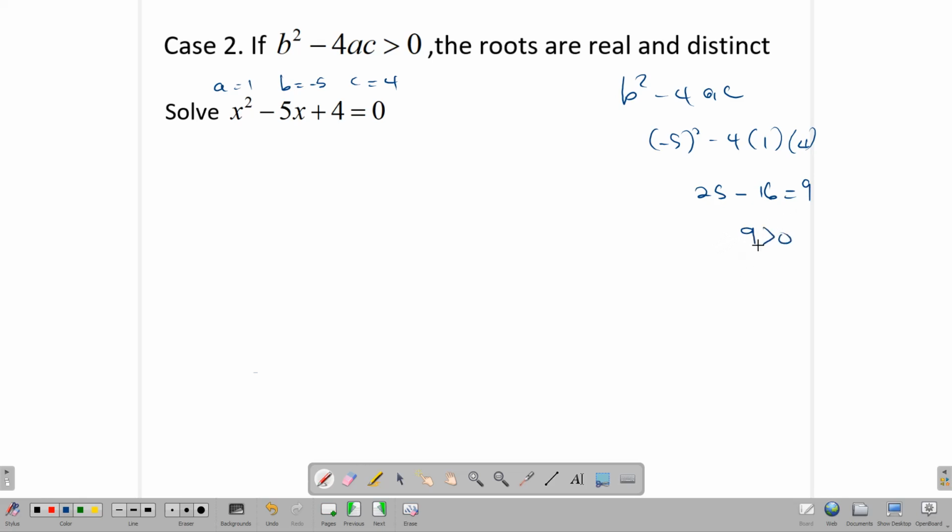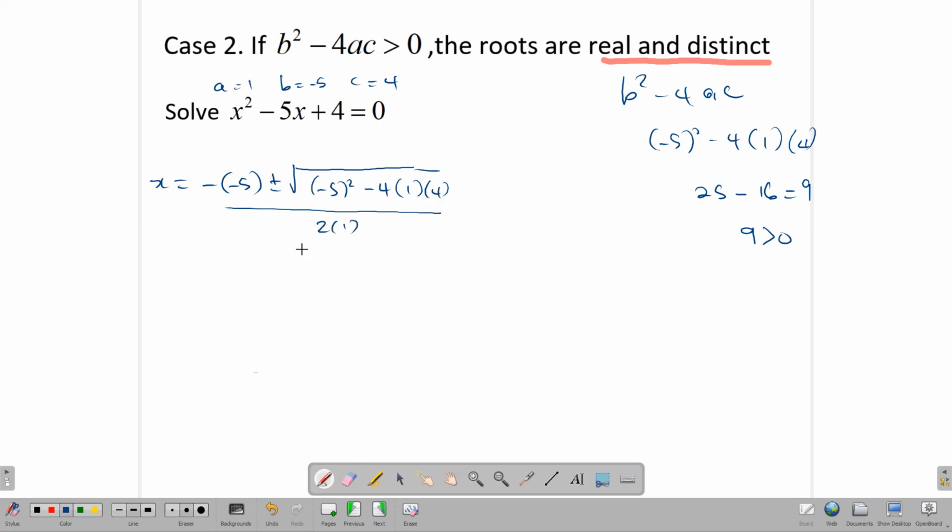So now the discriminant is telling us that because the value here is greater than 0, our roots are going to be real and distinct. That is, they're going to be real numbers and different from each other. So let's try to solve it here. x is equal to minus b, which is minus negative 5, plus or minus the square root of negative 5 squared minus 4 times 1 times 4, over 2 times 1. So we have 5 plus or minus the square root of 9 over 2.